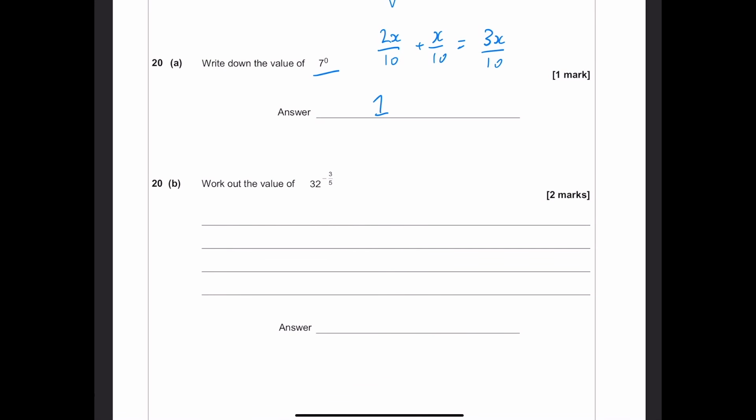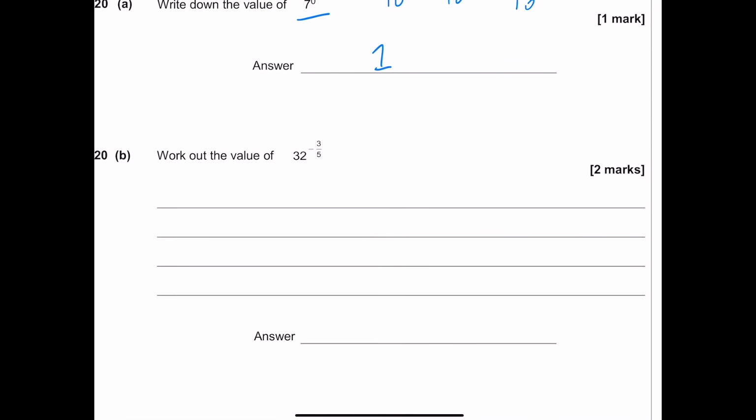Work out the value of 32 to the minus 3 over 5. Now whenever we have a negative indice, we want to reciprocate the number. So 1 over 32 to the power of 3 over 5. The fifth root of 32 is going to be 2. So it's 1 over 2 to the power of 3, which is 1 over 8.